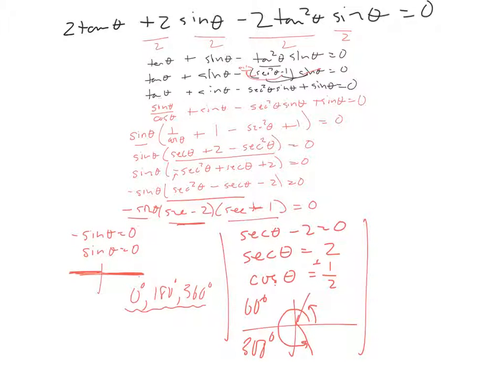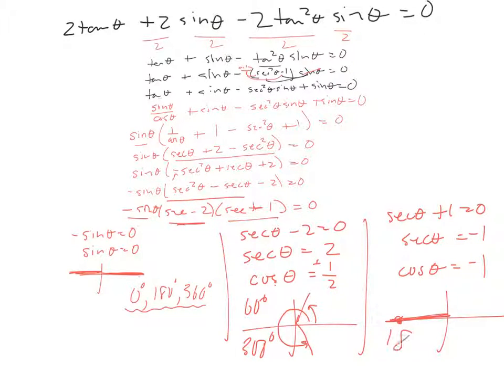And then the last one is secant theta plus 1 equals 0. Toss the 1 to the other side, equals negative 1. And then find the reciprocal of each side. So cos theta equals, the reciprocal of negative 1 is still going to be negative 1. And then find out where cos is equal to negative 1. That would be where x and r are the same, and that would happen right over there. So that would be 180 degrees.